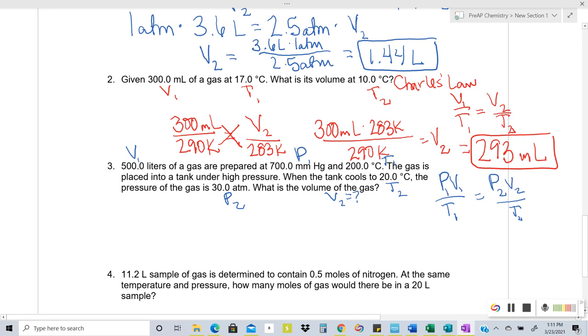Okay, don't forget our units have to be the same for each thing. So I don't want to do it in millimeters of mercury. I want to do it in atmospheres just because atmospheres are easier to work in. So I'm going to divide 700. Okay, we're going to do 760.